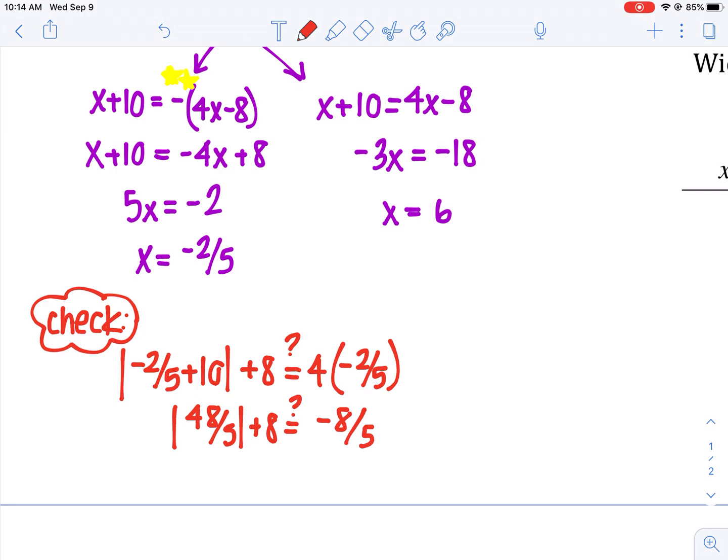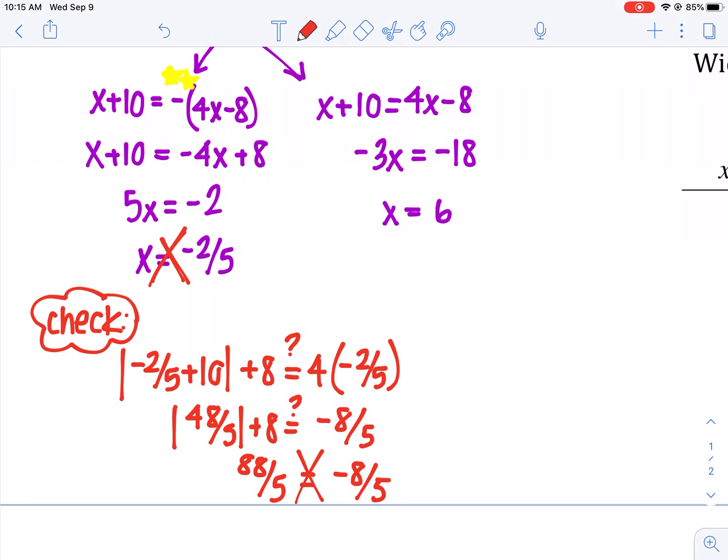So looking at this, I don't even need to go much further, but notice 48/5 plus 8. How could that ever be negative? Like, it's not going to happen. If I keep going, it's 88/5 equal negative 8/5. No way, Jose, not possible. So that's why you have to cross off this answer choice.